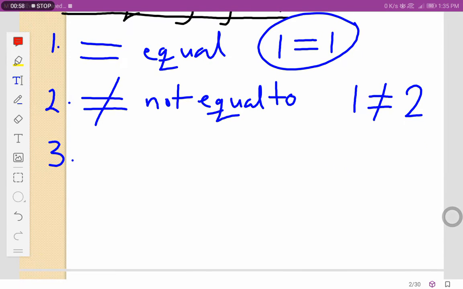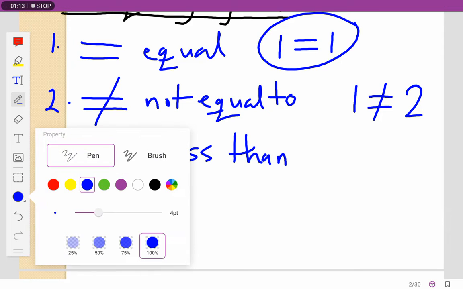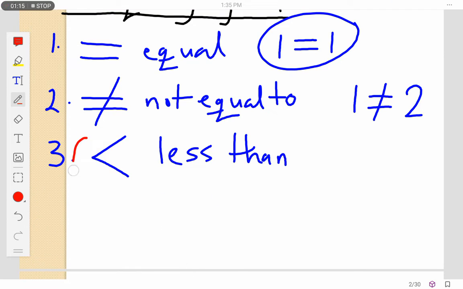Okay, then let's have another. Number 3, we can talk of this sign which is facing to the left, which is opening to the right. This one we call less than. This is the less than sign. So basically on the less than sign, we are looking at a number on this side that is going to be less than the number that is on the other side. So an example for this one, I can have 1 and 2 there. I can say 1 is less than 2, like that.